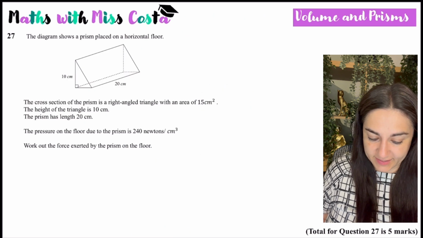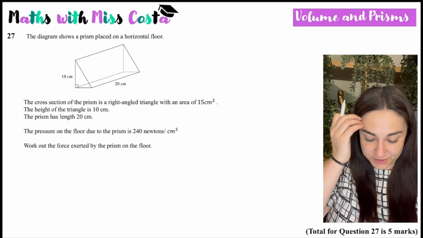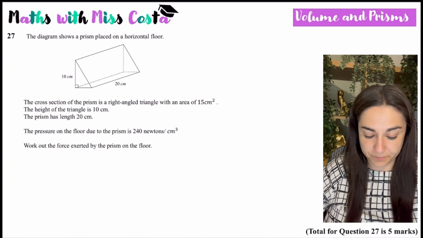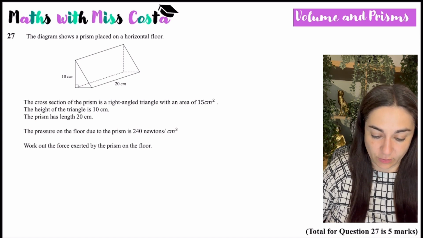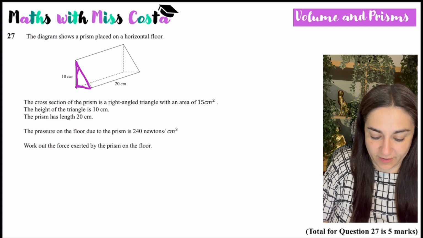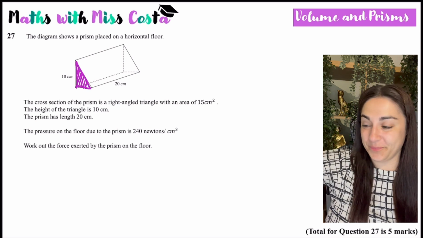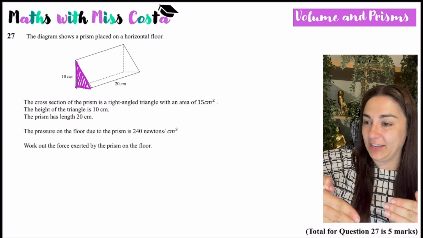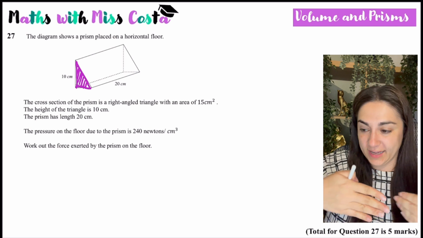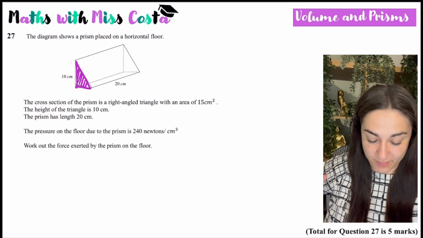Next, we've got quite a tricky combination question. So I'm told the diagram shows a prism placed on a horizontal floor. The cross section of the prism, and cross section is the bit that, like, if it was a cake and you chopped it up, each slice would look the same. So the cross section is the part where if you pushed it through the whole shape, it would remain constant.